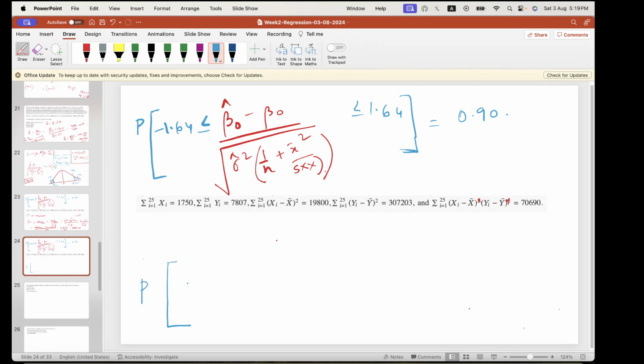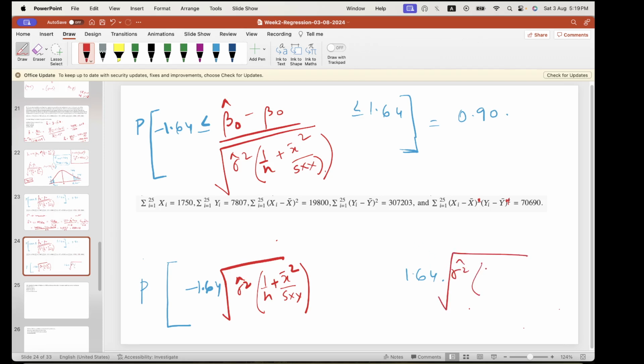So here what do we have? Minus 1.64 and here we have 1.64, into square root of sigma square hat (1 by n plus x bar square by sxx). Again multiply here also, sigma square hat (1 by n plus x bar square by sxx). So then what do we have? Less than or equal to beta naught hat minus beta naught, and this entire probability is actually 0.9.